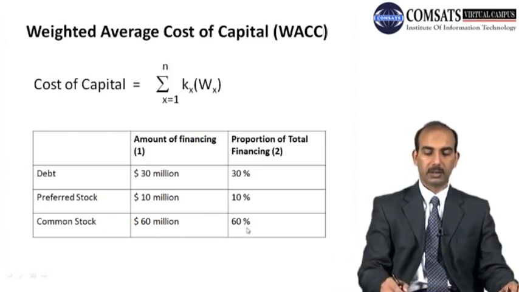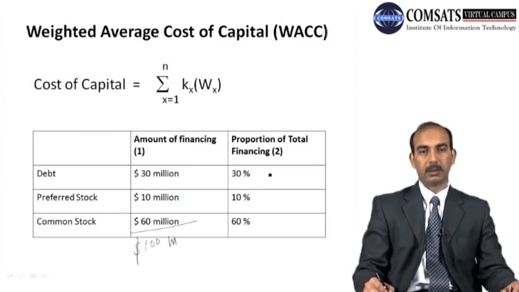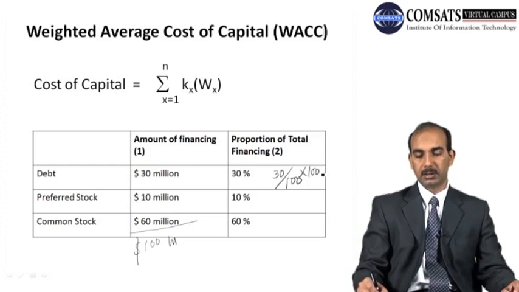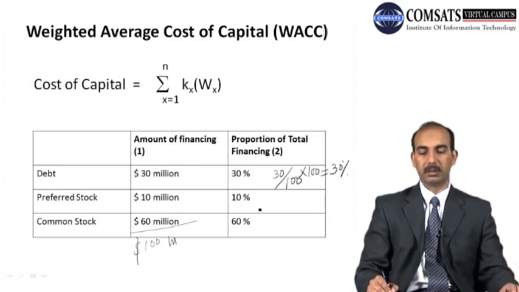So you can see here, you can make this calculation. It's very simple. Total capital is $100 million, and for debt we calculated $30 million out of $100 million as a percentage, that is 30%. Like that we can calculate the weightage of each type of financing in the total capital structure. So this is 10% and this is 60%.